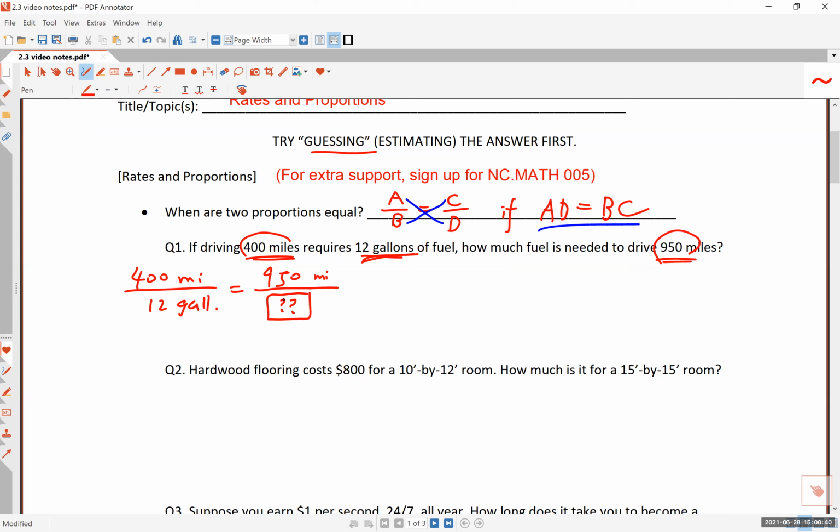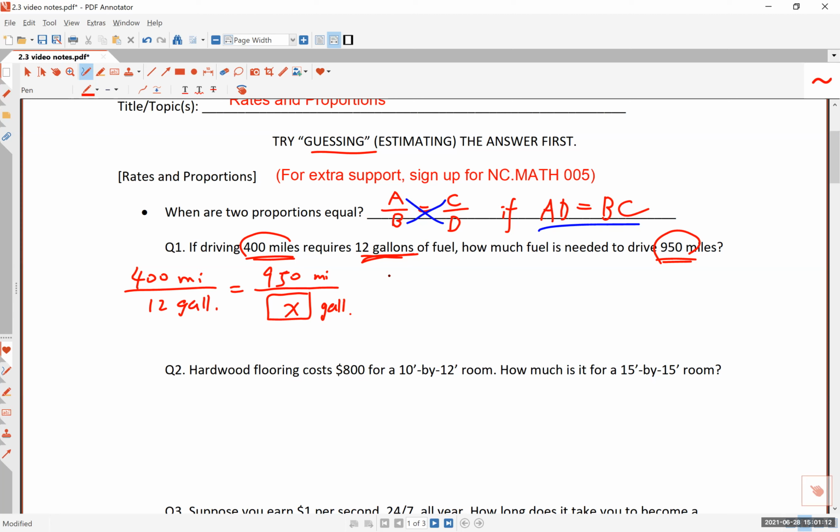So you can call this X if you want. You can call it a question mark, or you can call it a box if you want. But anyway, you need this gallons, right? So maybe I should call this X because that's typically what you would call in an algebra class, right? This class is not algebra, but X is a nice way to indicate the unknown number. All right, 400 over 12 is equal to 950 over X.